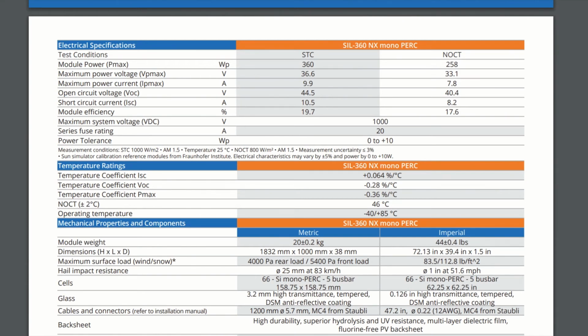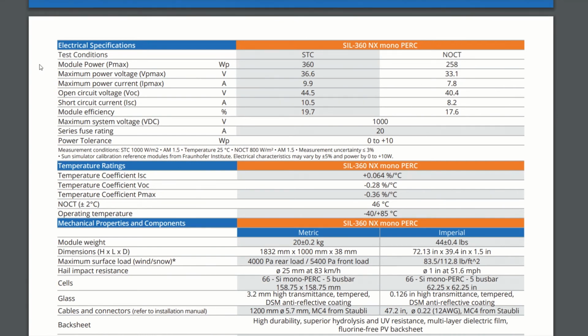NOCT is defined as the temperature reached by open-circuited cells in a module under different conditions. These conditions differ from standard test conditions, like irradiance is not 1,000 watts per meter squared, but 800 watts per meter squared. And instead of 25 degrees Celsius, air temperature is 20. Most manufacturers will have the STC specifications. Anything I'm saying can also apply to the NOCT conditions.